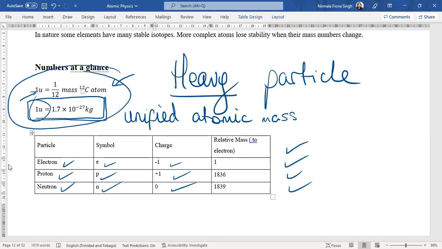And when you compare these masses to each other, an electron to electron is 1, obviously, because all electrons are equal, right? They have the same mass and the same charge. A proton is 1836 times heavier than an electron, and a neutron is slightly heavier than a proton, right? It's 1839 times heavier than your electron. So these are just what we should know by the end of today's class.